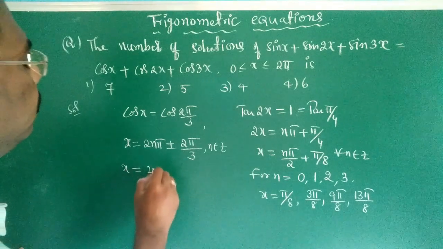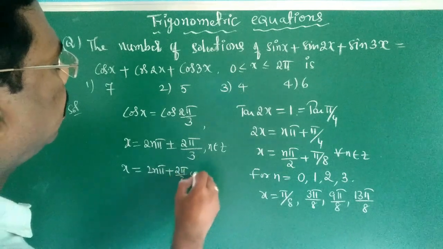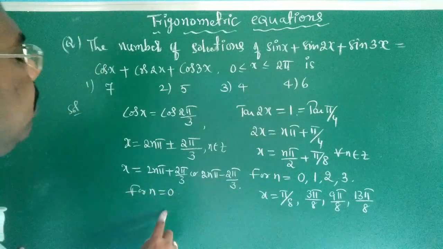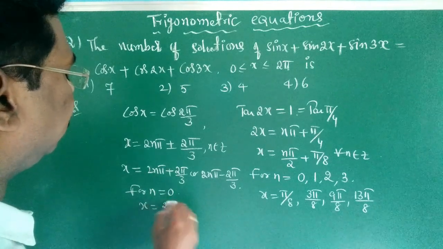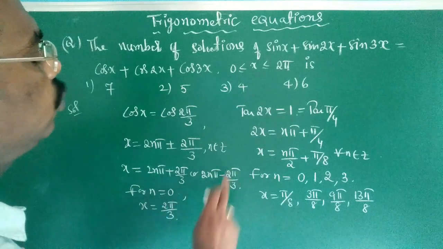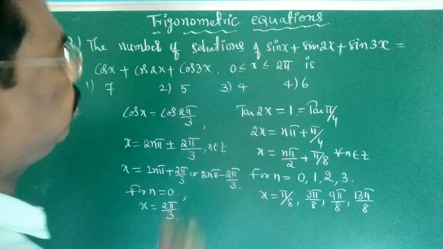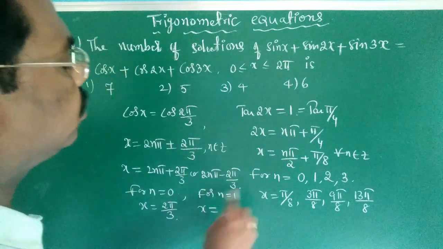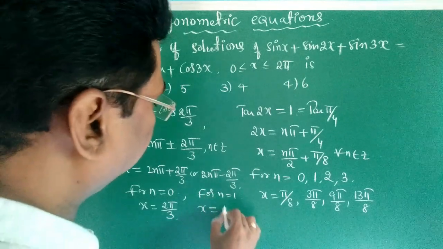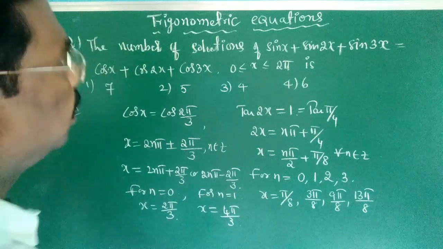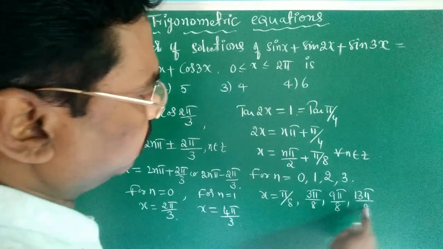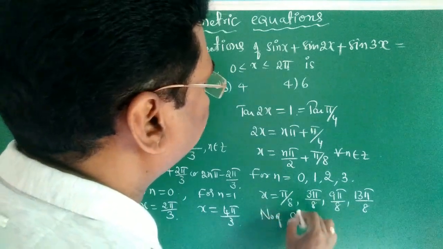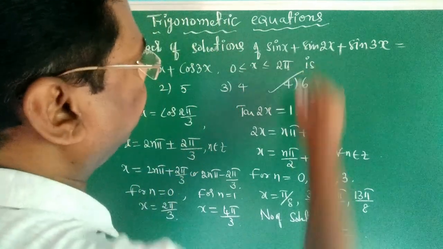Now here also x = 2nπ + 2π/3 or 2nπ − 2π/3. For n = 0, x = 2π/3, and −2π/3 does not belong to (0, 2π). Now for n = 1, x = 2π − 2π/3 = 4π/3. Therefore, the number of solutions: 1, 2, 3, 4, 5, 6. The number of solutions is equal to 6. Option 4 is the correct one.